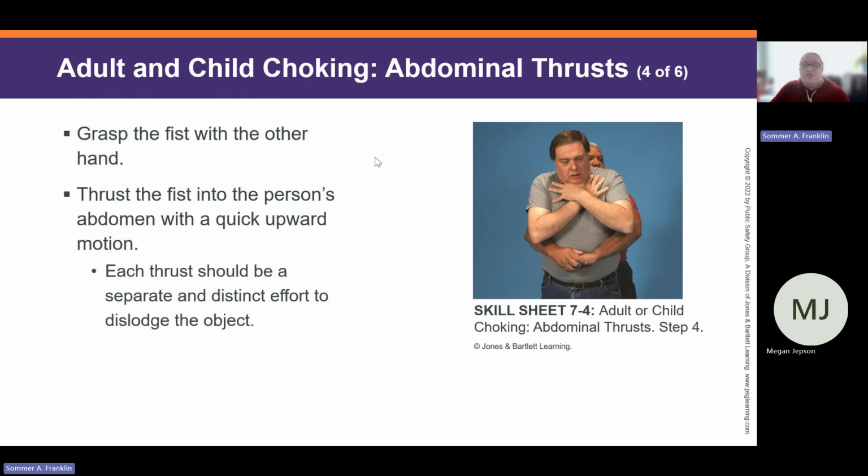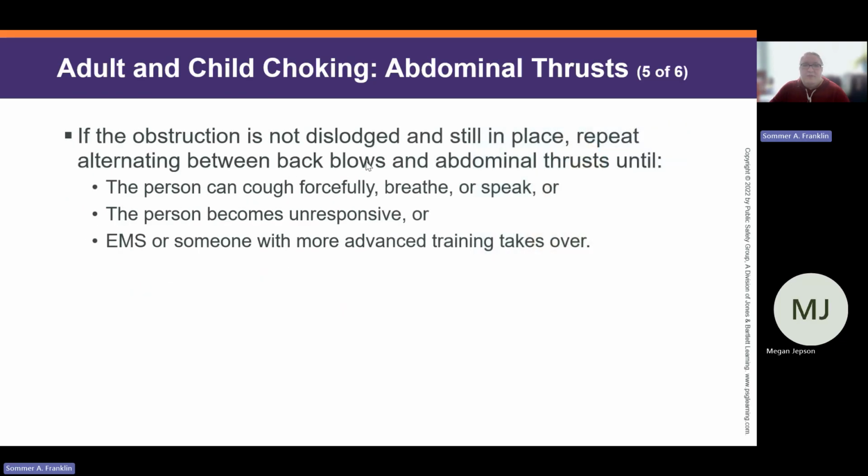Each thrust should be separate and a distinct effort to dislodge the object. If the obstruction is not dislodged and is still in place, repeat alternating back blows and abdominal thrusts until the person can cough, forcefully breathe, or speak, the person becomes unresponsive, or EMS or someone with more advanced training takes over.